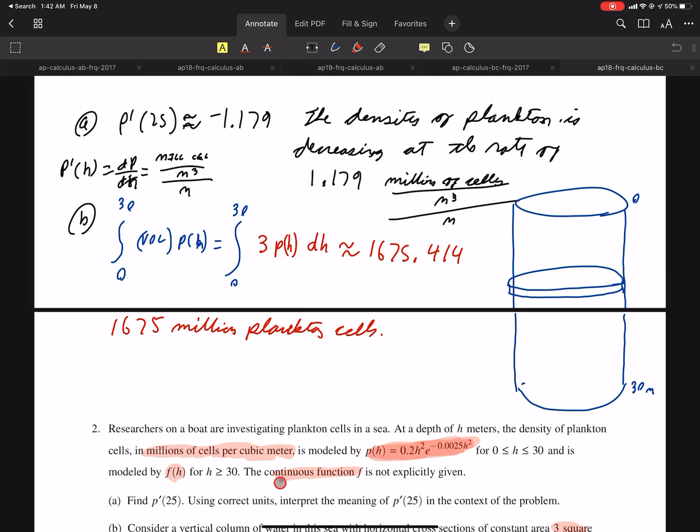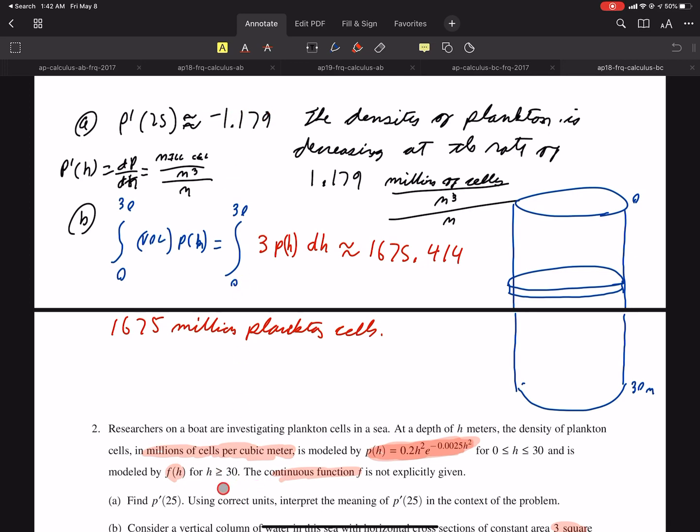Now the first part's pretty easy. I plugged in this P of H as Y1 in my calculator. Just punch that in. Then you go to the home screen, you do math 8, you put in your X for DX, you hit alpha, trace, you select Y1, and at the point 0.25, you should get the answer negative 1.179.